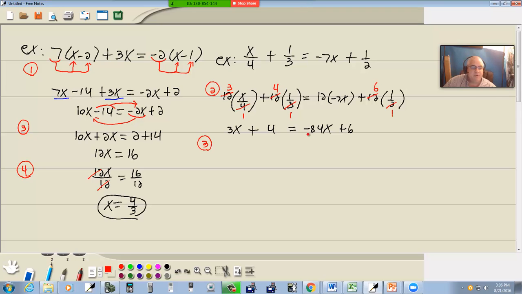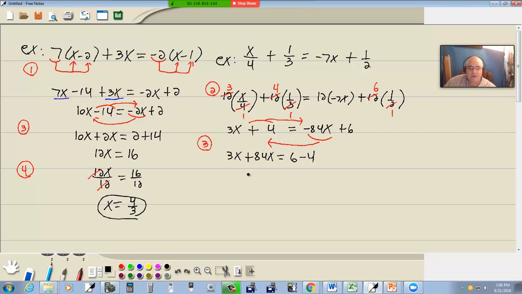Get everything with x on one side, numbers on the other. So I take the negative 84x over to the left side, and I take the 4 over to the right side. Remember, when you take anything across your equals, your sign changes. The negative 84x becomes a positive 84x, and the positive 4 becomes a negative 4.